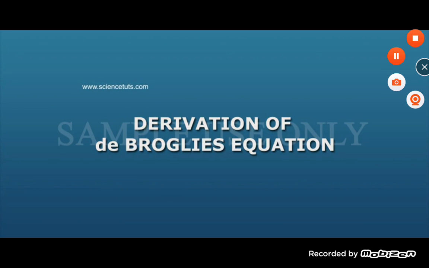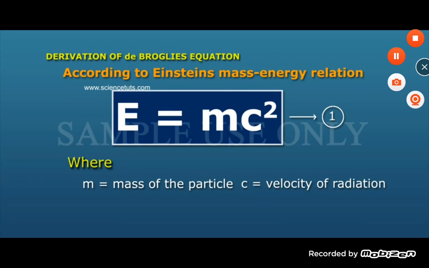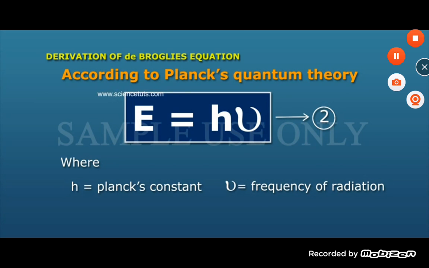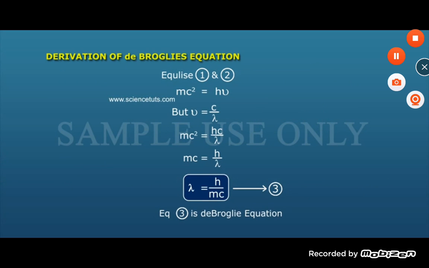Derivation of de Broglie's equation. According to Einstein's mass-energy relation, E is equal to mc square, equation 1, where m is mass of particle, c is velocity of radiation. According to Planck's quantum theory, E is equal to h nu, equation 2, where h is Planck's constant, nu is frequency of radiation. Equalize 1 and 2.